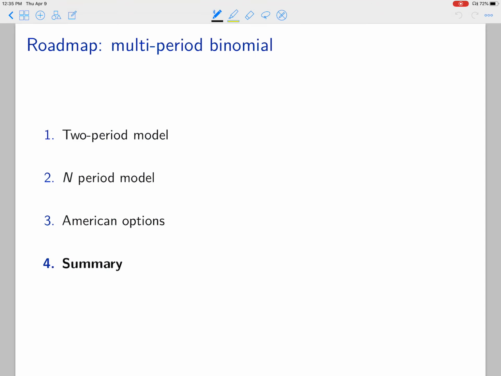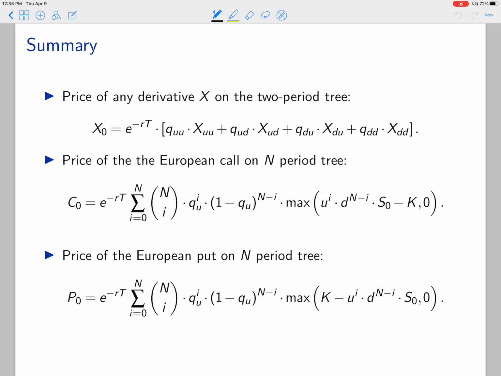Okay, so let's conclude. Lecture 13 was all about the multi-period binomial model. We started by thinking of a two-period model and then generalizing to n periods. We derived a formula to price any derivative in the two-period model. The derivative price, X0, was equal to the risk-neutral discounted payoff. And this risk-neutral expected discounted payoff, the expectation portion in a two-period model, was simply the probability weighted average over the states of the payoffs.